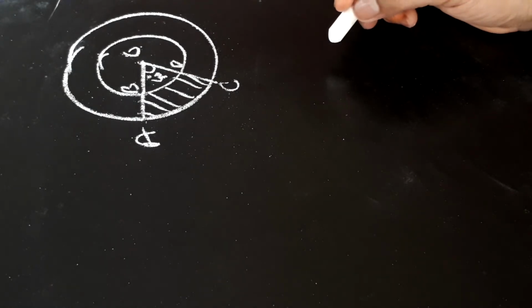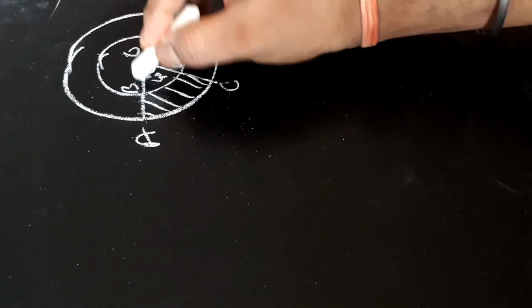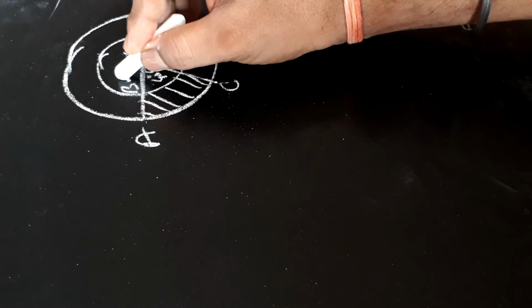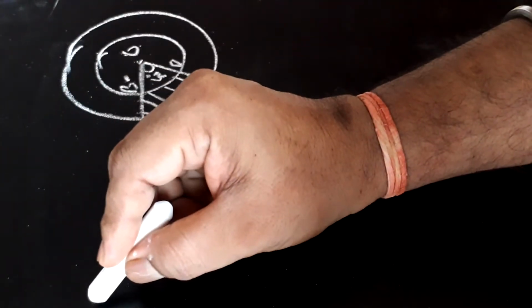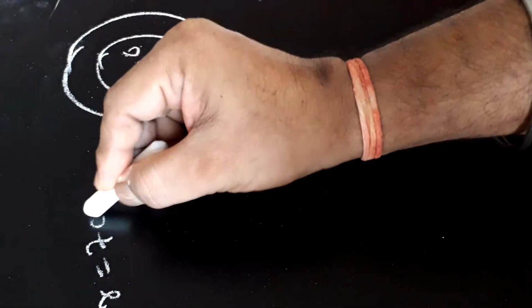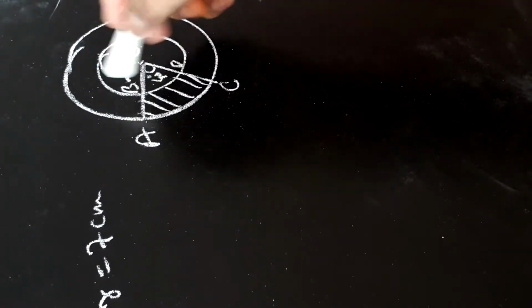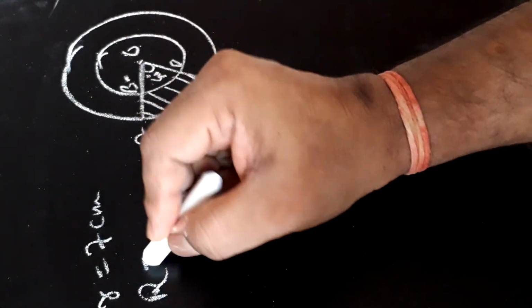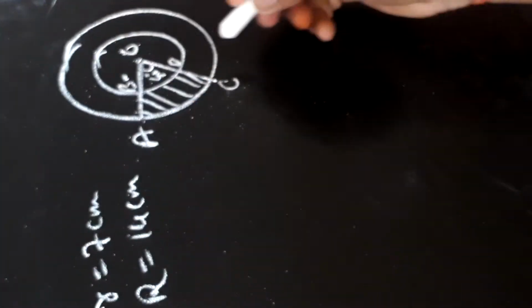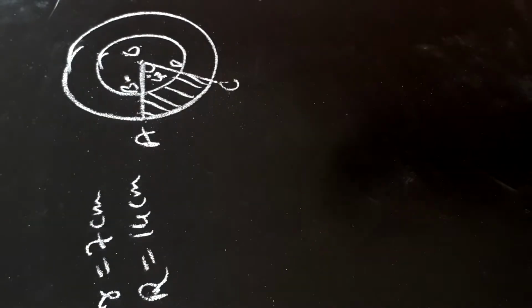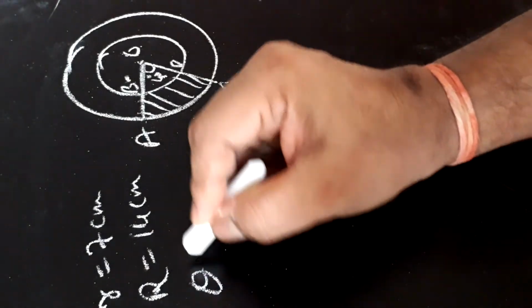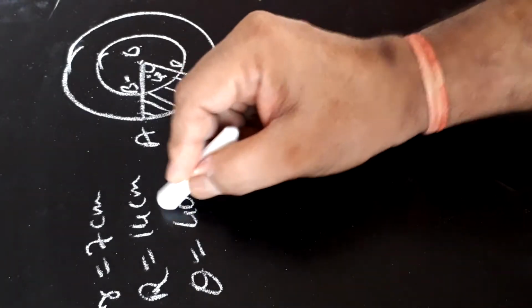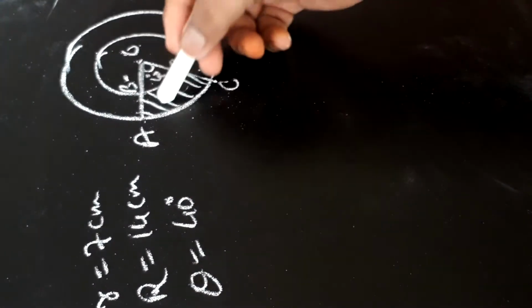Also, the radius of the smaller circle is 7 centimeter. Let it be represented by small r. Small r 7 centimeter means radius of smaller circle. Capital R 14 centimeter means radius of larger circle is 14 centimeter, and here theta, angle O, theta is equal to 40 degrees. We have to find the area of this shaded region.